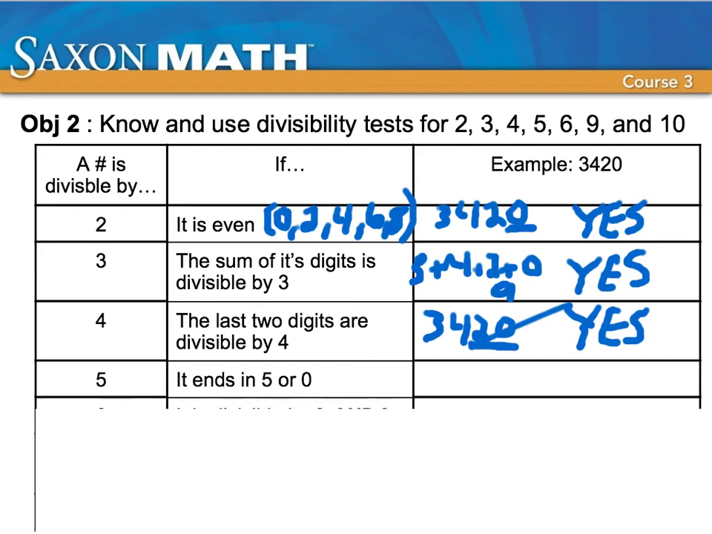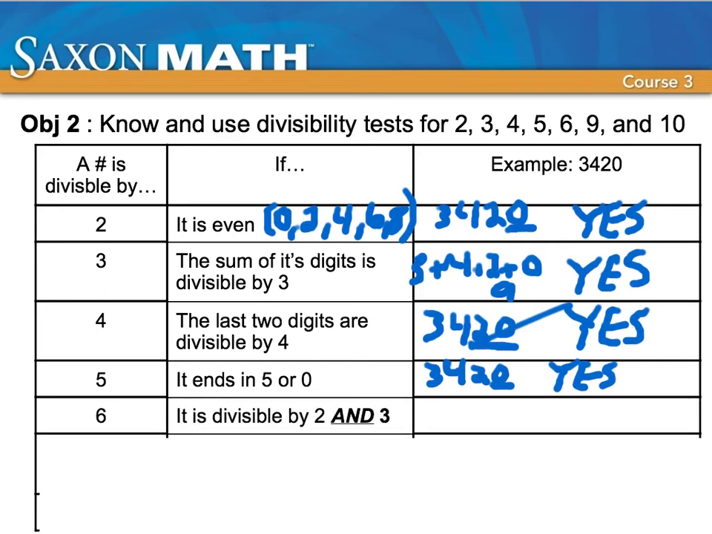We'll keep moving on. 5 is easy. A number is divisible by 5 if it ends in 5 or 0. So again, we're looking at the last number of 3,420. It is 0, so it is divisible by 5. A number is divisible by 6 if it is divisible by 2 and 3. If I look back up at my chart, it was divisible by 2 and it was divisible by 3. So yes, it is divisible by 6.